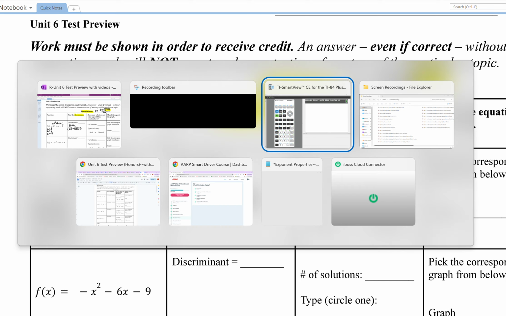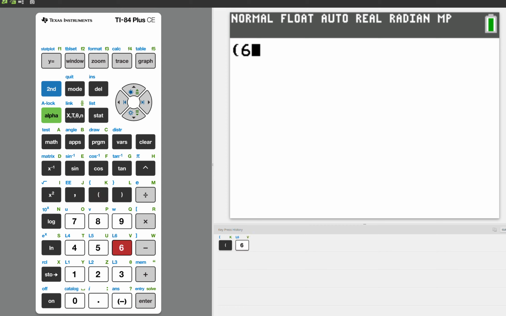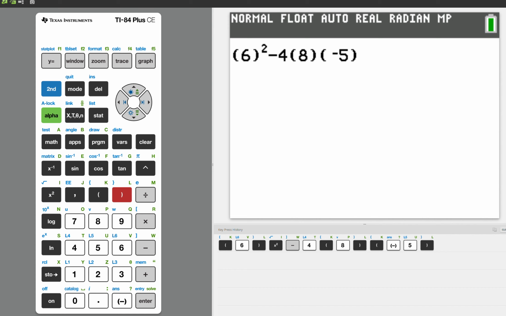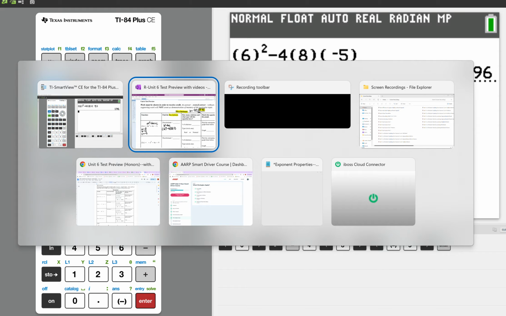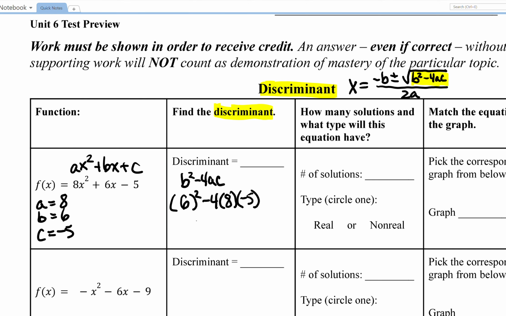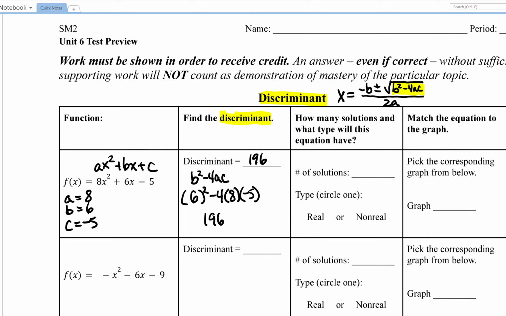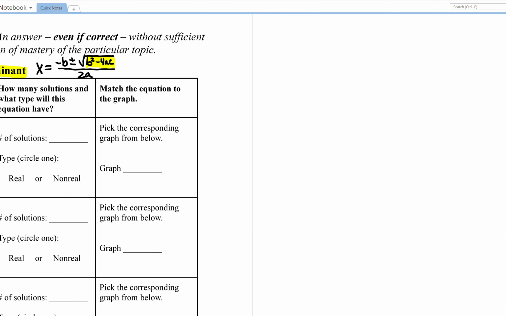6 squared minus 4 times a, which is 8, times c, which was negative 5. Double check. Yeah, negative 5. And then just hit enter, and it gives us that the value of the discriminant there is 196. So then I'm going to go back over here. I'm going to say the value of this is 196. And then we need to kind of think about this for a second.